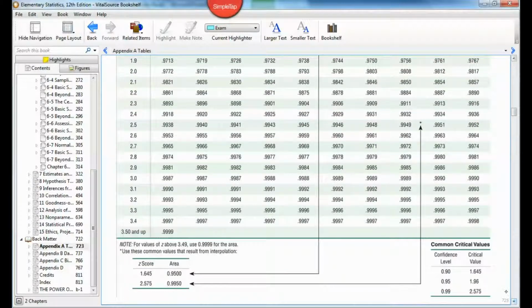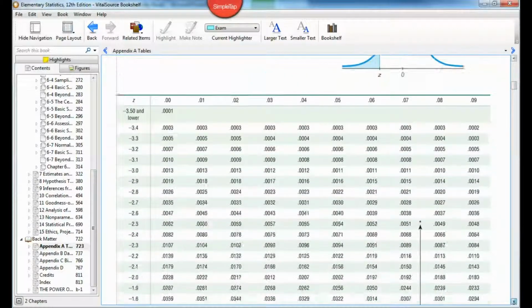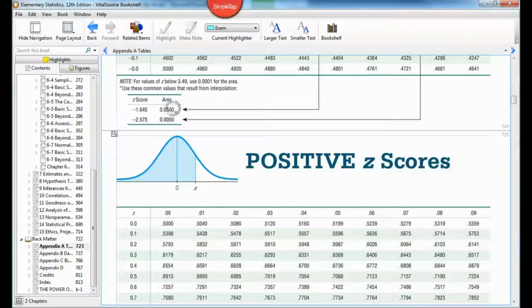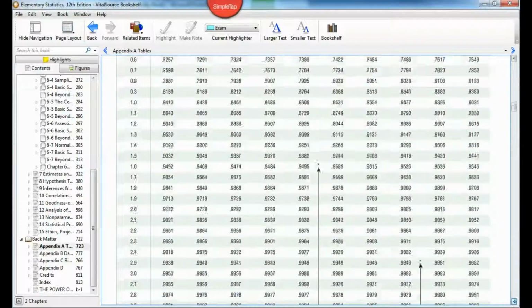Notice that on both pages, at the bottom of the table, you have some other numbers that are highlighted, and there are arrows that go to the table and show you where they are. I'm not going to tell you what those values are right now, but they are important. They're used a lot. So there are numbers at the bottom of the negative z-score table and the positive z-score table that we will use a lot.